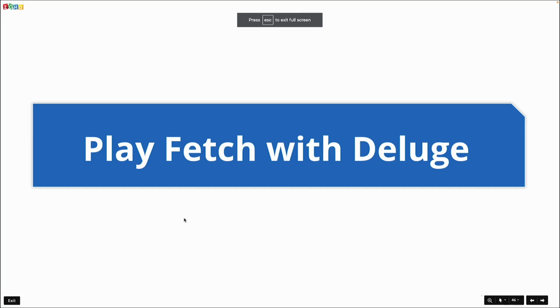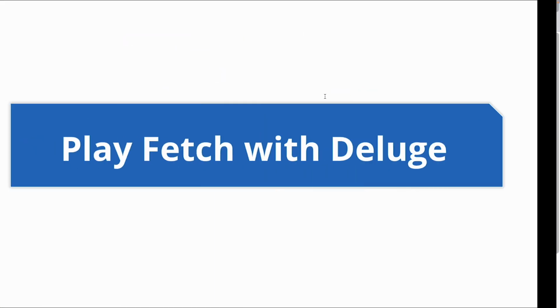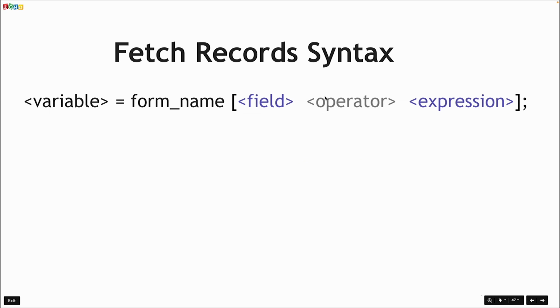So let us understand the fetch part which we have done here. We have clearly understood what the function is and what it does in Deluge. So let us understand what this fetch is and how we are going to handle the fetch. Okay. So fetch is actually getting the record from a form.